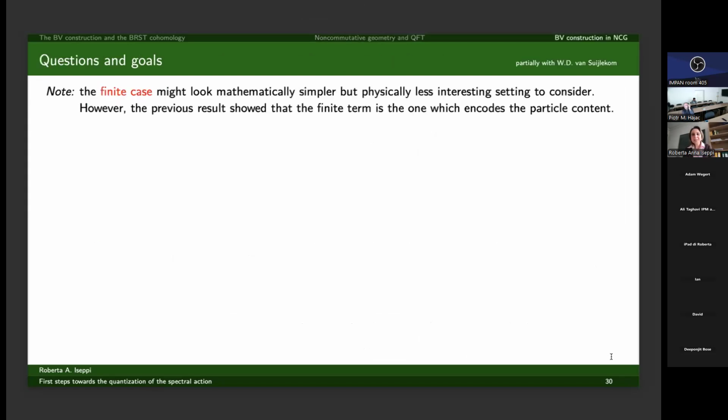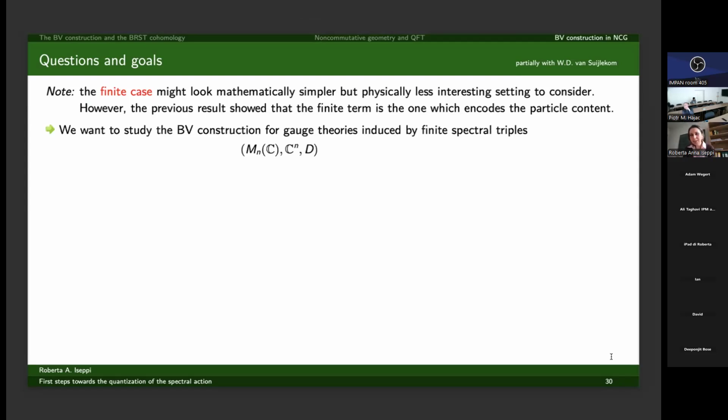Okay, but now let's go to our setting, the finite case. I hope that what I just described, the fact that you can describe the full standard model as this product of a canonical spectral triple and a finite one, convinces you that the finite case might look simpler, but it's actually very interesting from a physical perspective because it's the part that encodes the particle content of your theory.